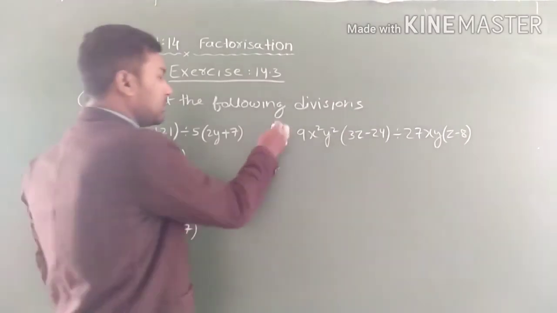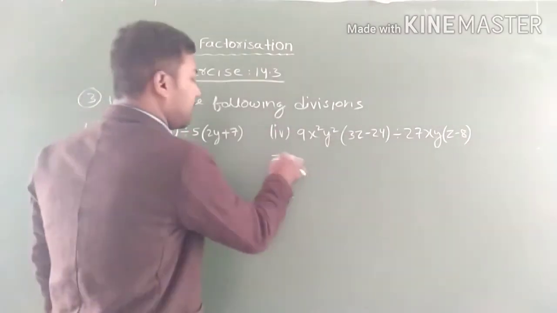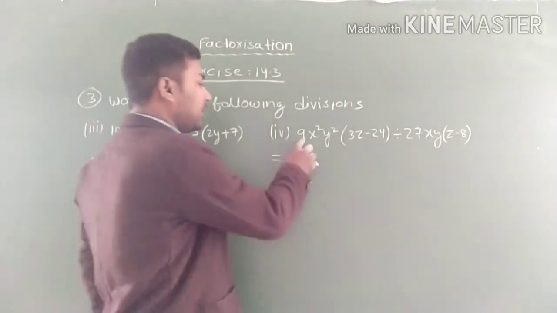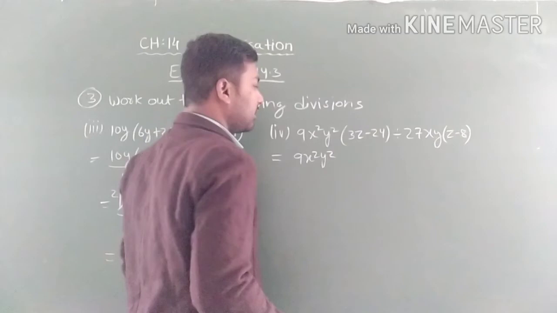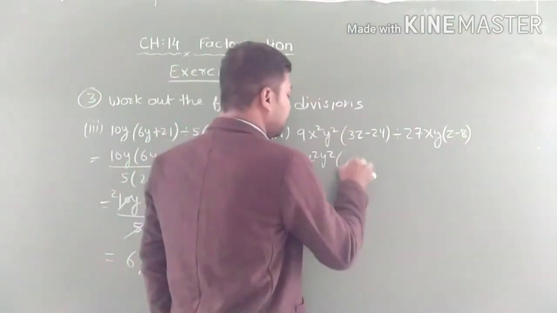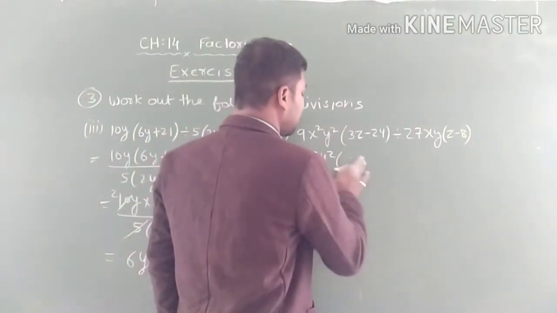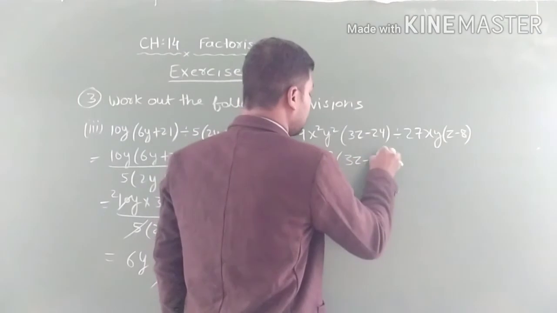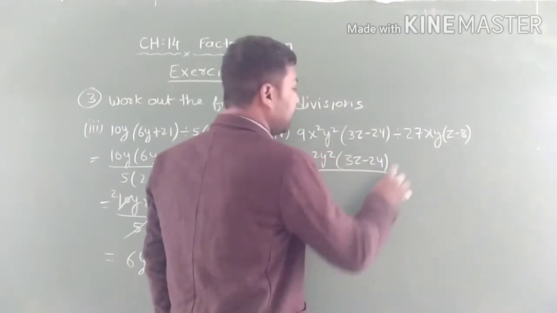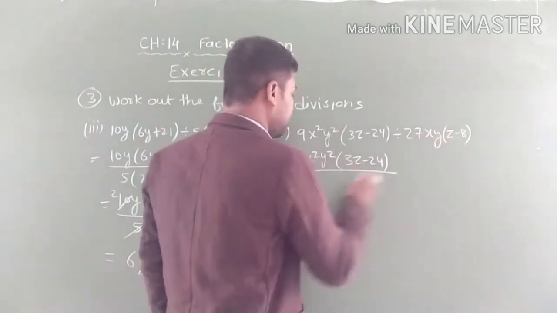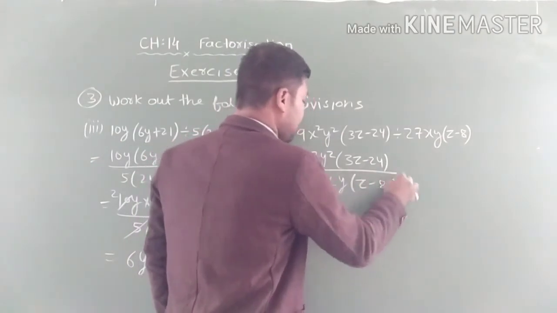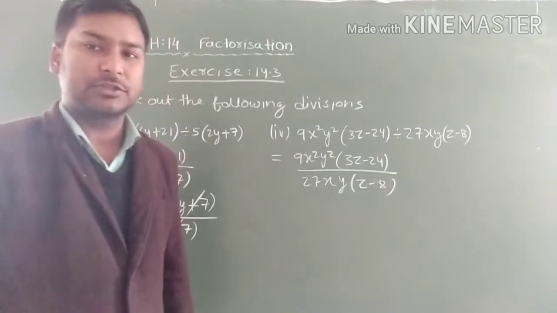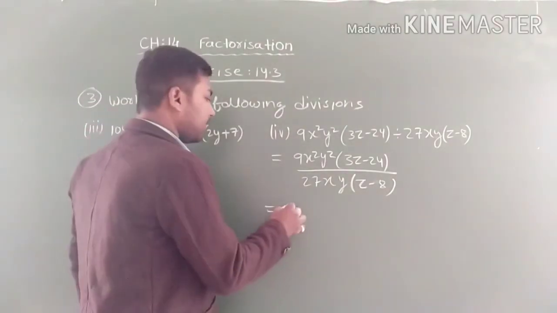Now next, question number 4. It is given 9x square y square, so this is 9x square y square, into 3z minus 24, divided by 27xy into z minus 8. Okay, it is given here. It is the question. Now we solve it.